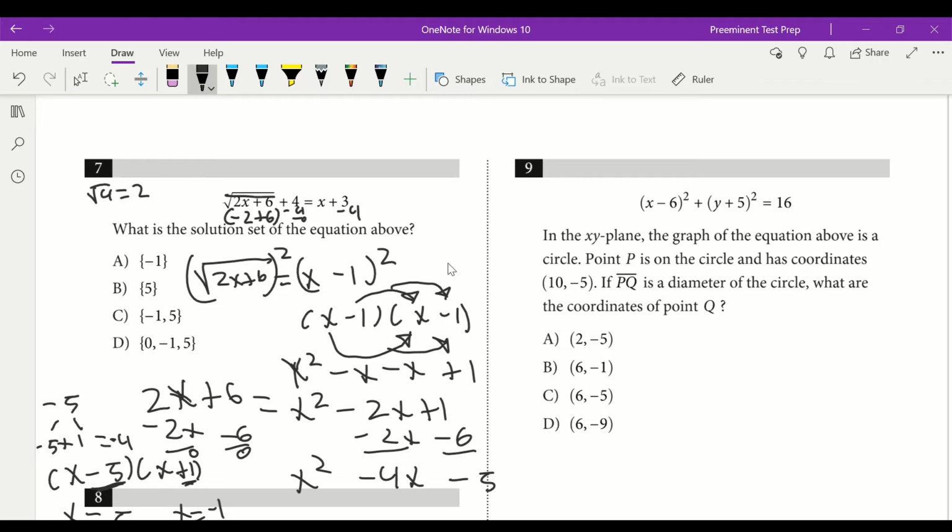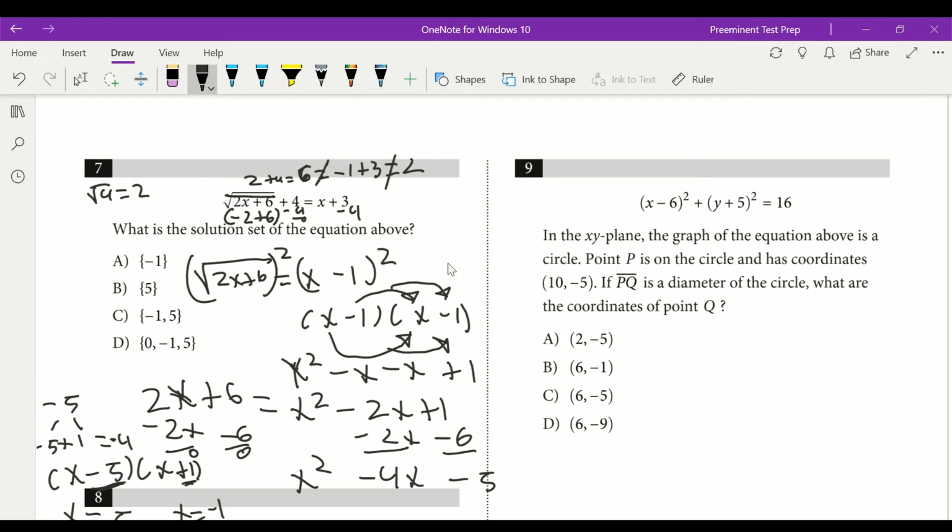So I'm going to go ahead and cross this out, and I'm just going to put 2. 2 plus 4 would give us 6. Alright, so we have 6 there, and that would equal x, which we said x was negative 1. So we'd have negative 1 plus 3. Well, negative 1 plus 3, that's 2. 2 does not equal 6.